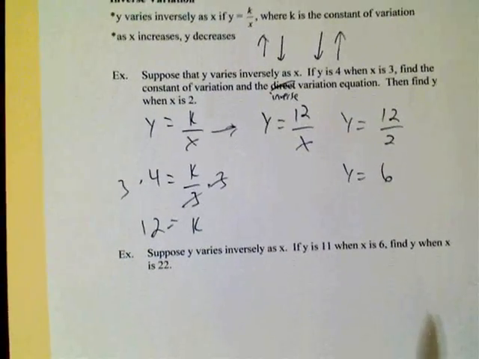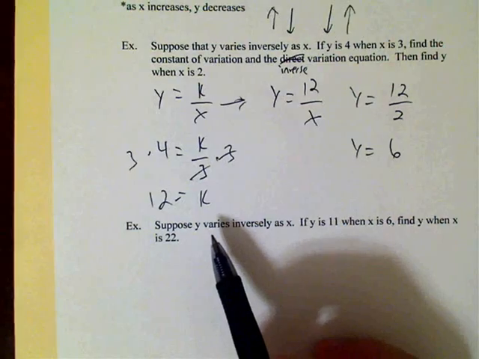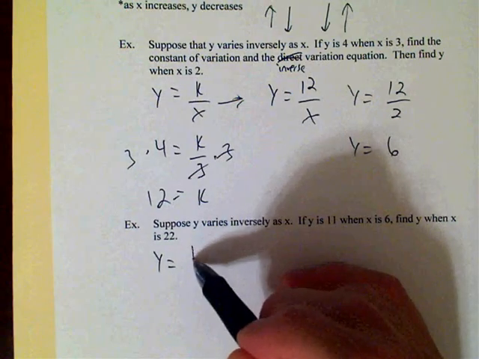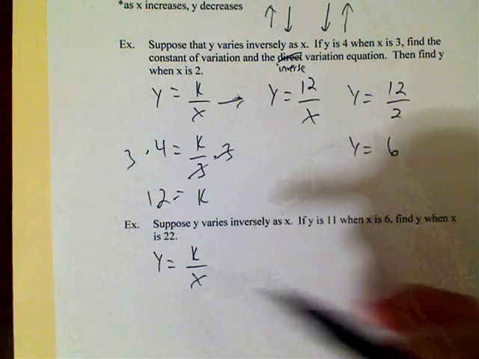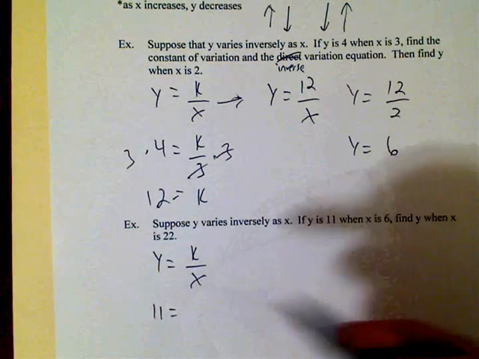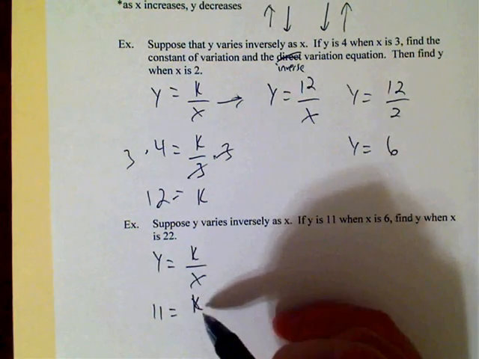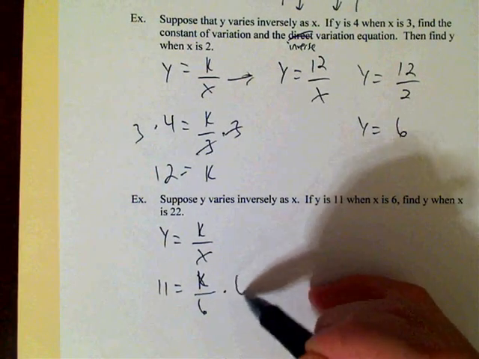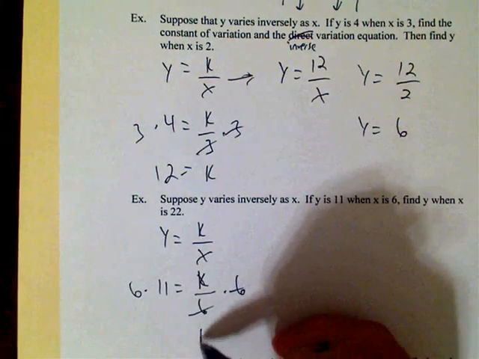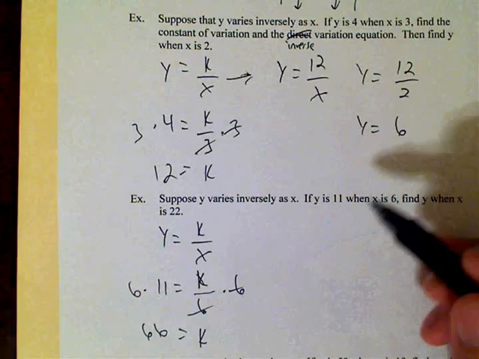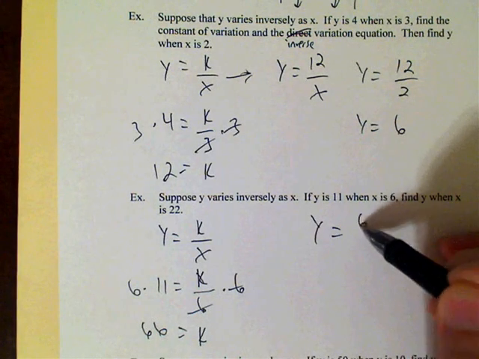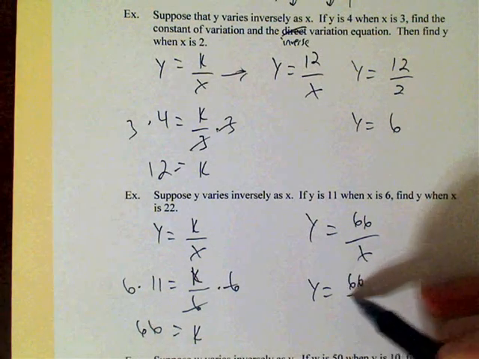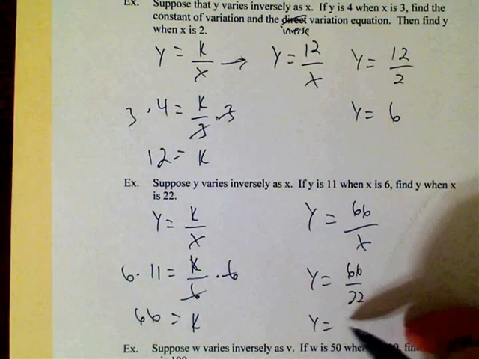Now let's do this one. Suppose y varies inversely as x. Once again, y varies inversely. I see that word varies, I need a k. Inversely means divided by, and then we have the x. If y is 11 when x is 6, this is what we're going to solve in order to find k. So we're going to multiply to eliminate the fraction, and we get k equals 66. So our equation becomes y equals 66 over x. And now we can find y when x is 22. 66 divided by 22 is 3.